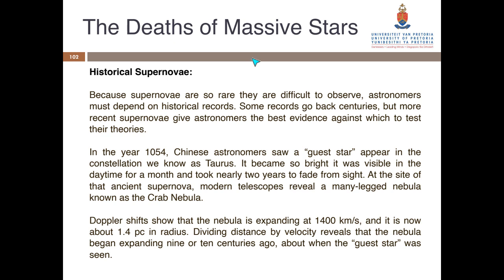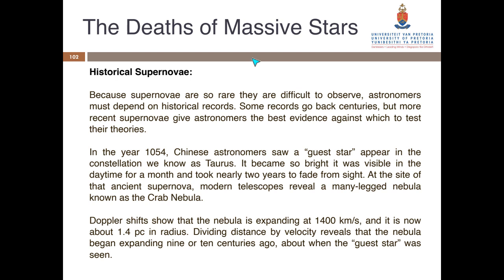In the year 1054, Chinese astronomers saw a guest star appear in the constellation we now know as Taurus. It became so bright it was visible in the daytime for a month and took nearly 2 years to fade from sight. At the site of the ancient supernova, modern telescopes reveal a many-legged nebula known as the Crab Nebula. Doppler shifts showed that the nebula is expanding at 1,400 kilometers per second, and it is now about 1.4 parsecs in radius. Remember, 1 parsec is 3.2 light years.